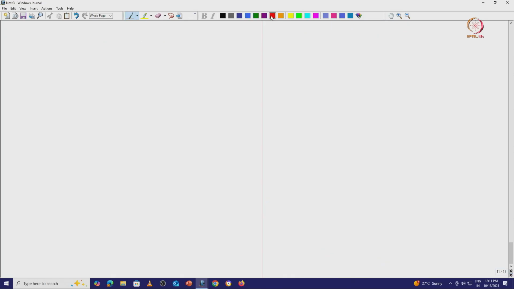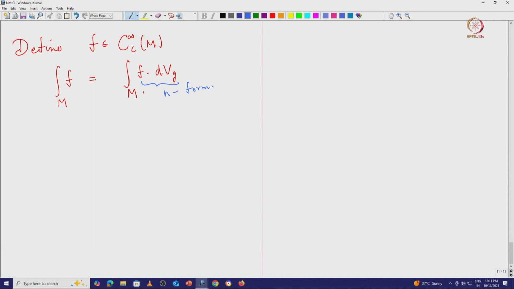Okay, so now we can define: if f is a smooth function with compact support, we can simply define the integral of f on M to be the integral of f times dvg. So this is now a top form, an n form with compact support, so you know how to calculate its integral. That is defined to be the integral of the function f. So this notion of integral depends on the metric.